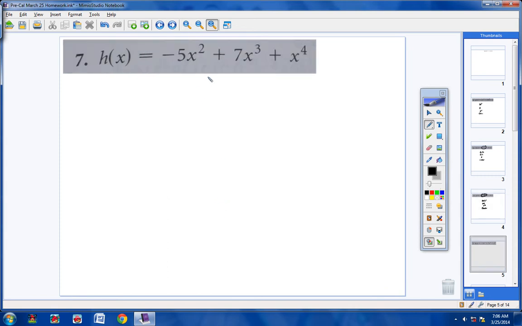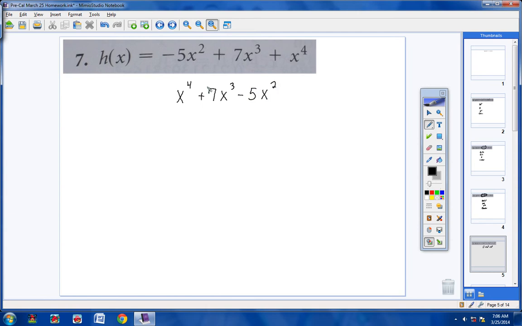Moving on to number 7. This function is not written in standard form, so let's quickly write it in standard form. Highest exponent first, then your next highest exponent, and then your next highest exponent.